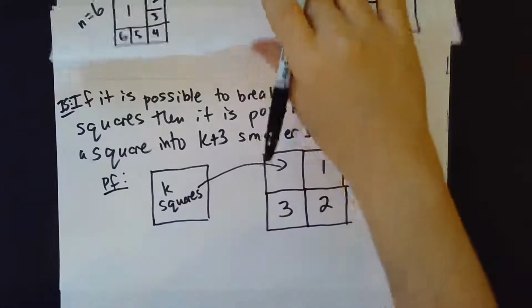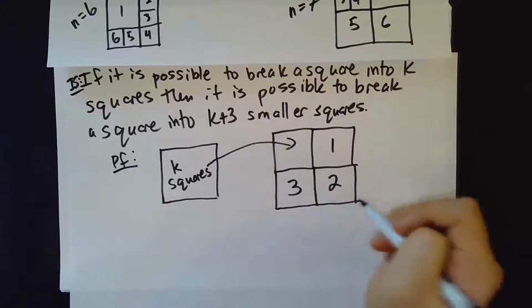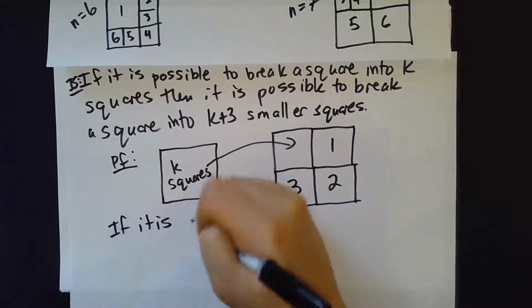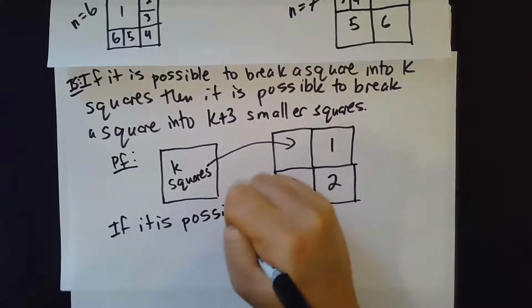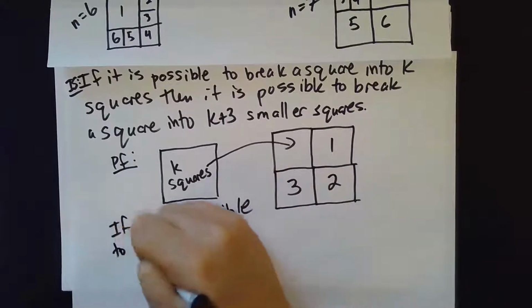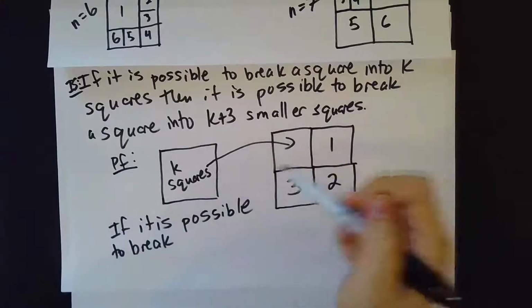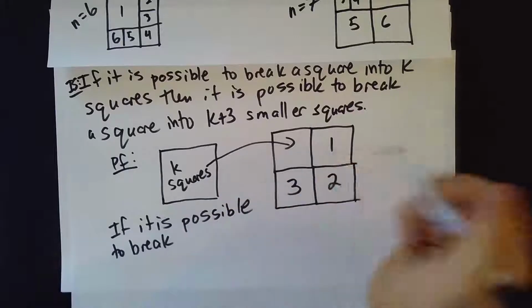Okay. And just to put a couple words with this, what this picture is showing you is that if it is possible to break a square into k squares, it's possible to do it into k plus 3 squares.